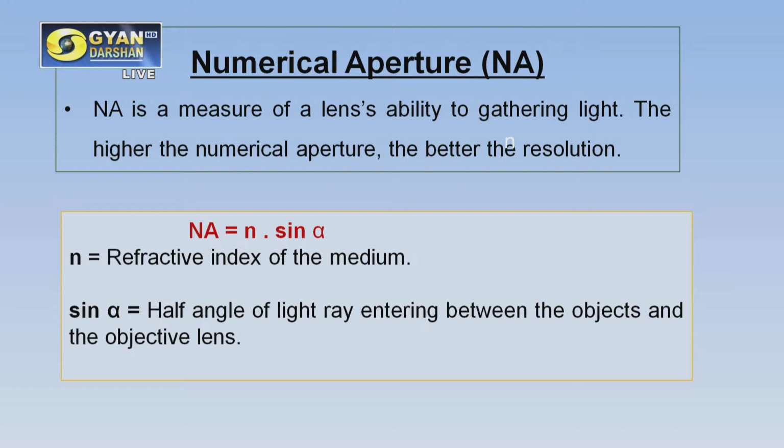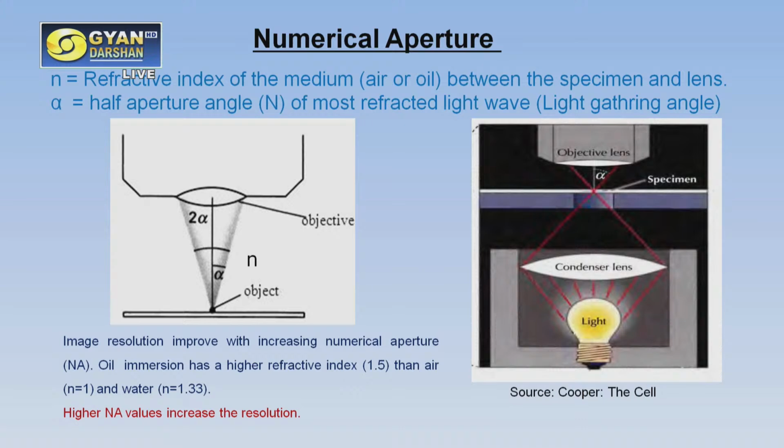n is the refractive index of the medium. Sin alpha is the half angle of the light rays entering between the object and the objective lens. So alpha is defined as the half angle of the light between the specimen and the objective lens. This is the numerical aperture that is formed when the objective and the specimen are near each other.